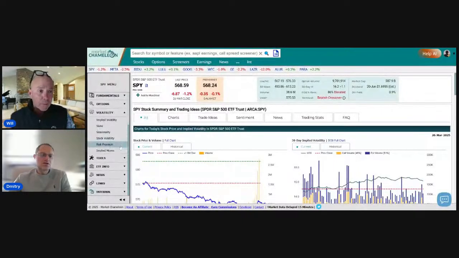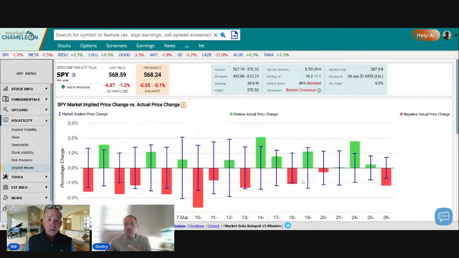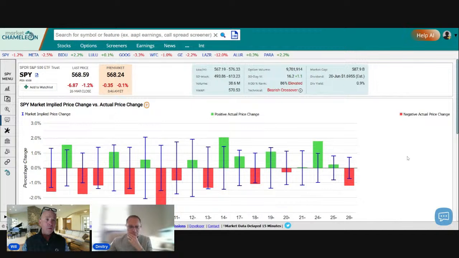So let's type in SPY here in the search box. And under the menu, you're going to end up here on the summary page. Under the menu, go to volatility. All right, hold up. I just brought it up. Sorry. There you go. We're good? Yep. All right, so we're on SPY, summary page, and under the menu, volatility, click on implied moves, and we're going to come to this chart. I'm going to close this menu to expand our screen.